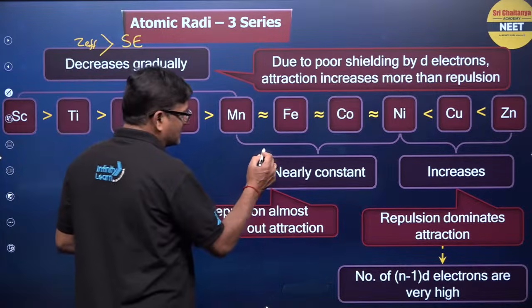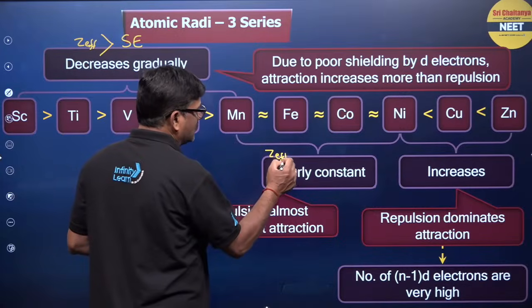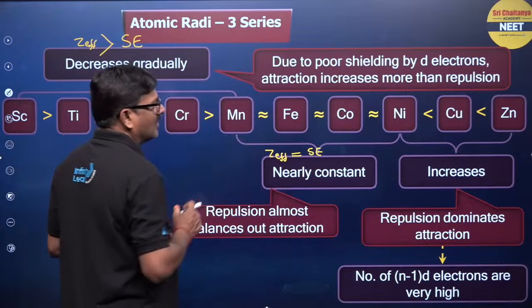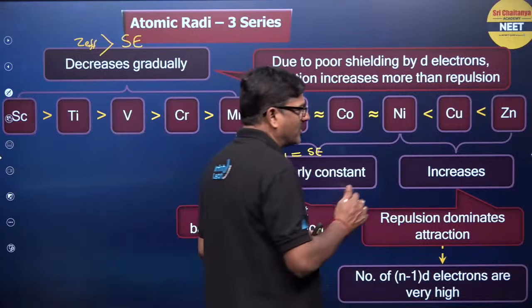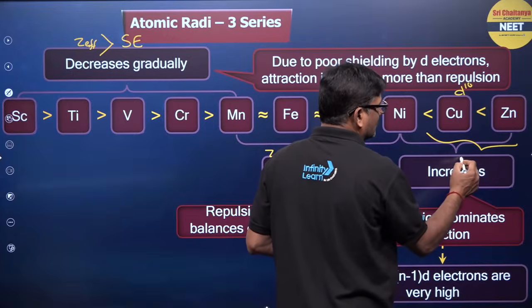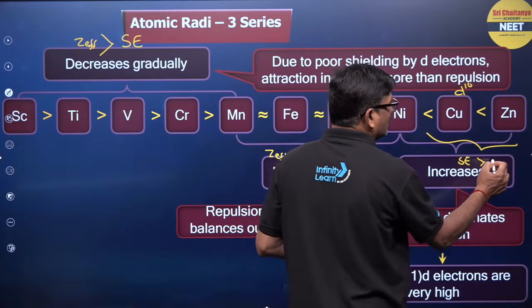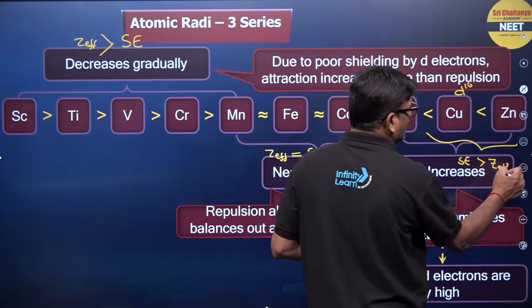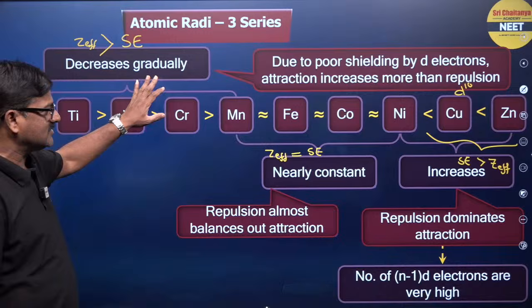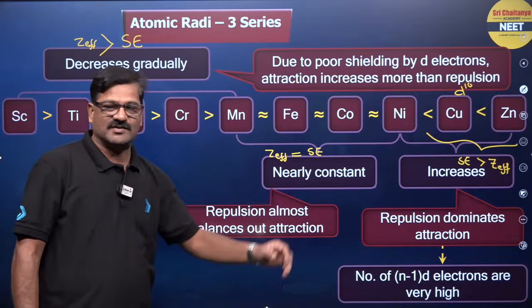in this case, the effective nuclear charge is nearly the same as the screening effect. But for copper and zinc, due to the d10 configuration, the screening effect overcomes the effective nuclear charge. So the fact is visualized here and the reason is visualized here.